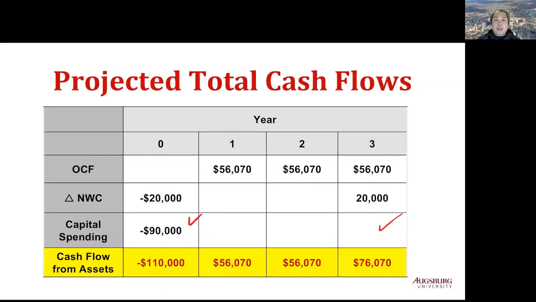Combining all, operating cash flow from year 1 to 3 is $56,070. Change in net working capital in year 0 is negative $20,000 because, again, an increase of $20,000 in net working capital decreases total cash flow by the same amount. In the final year, $20,000 positive. Net capital spending is only negative $90,000 in the initial year. And the total is: year 0, negative 110,000; years 1 and 2, $56,070; and year 3, $76,070.